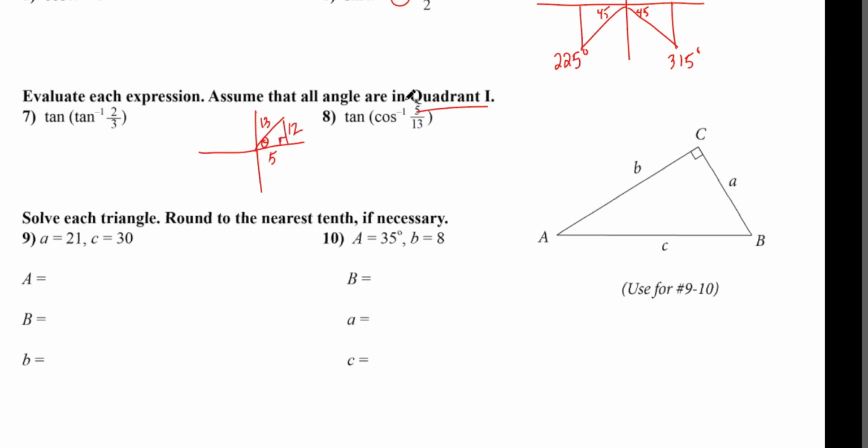So we've set it up. This right here helped us set this up. Make sense? Now we just take the tangent of this. So what's the tangent? It's opposite over adjacent, 12 over 5. That's your answer. Make sense? Okay.